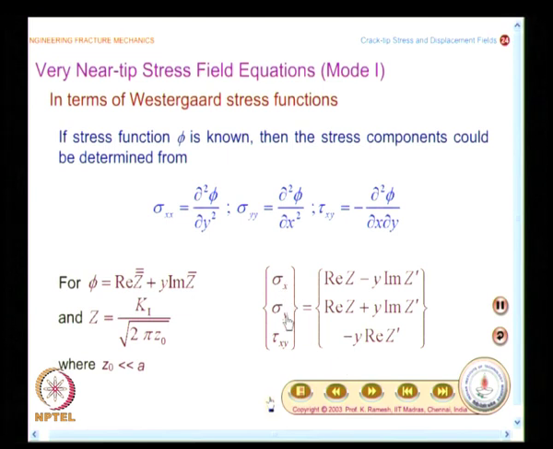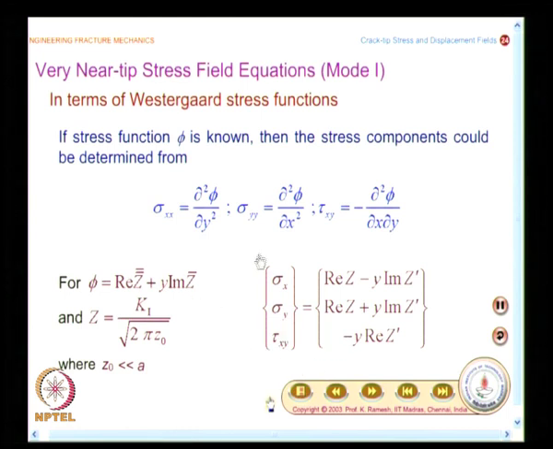You have sigma x, sigma y, tau xy, which is equal to real part of capital Z minus y imaginary part of capital Z prime, then real part of capital Z plus y imaginary part of capital Z prime, minus y real part of capital Z prime. And what is the corresponding Airy stress function for this problem? This is phi equal to real part of Z double bar plus y imaginary part of Z bar.